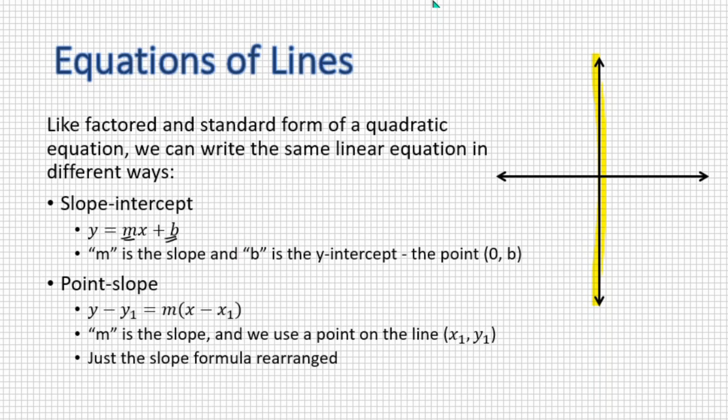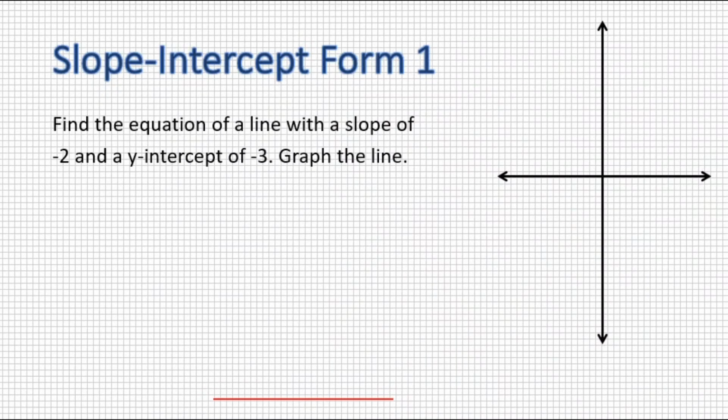Point slope is just a rearranging of the slope formula. So you have your x and your y, your unknowns, but you also have these x1 and y1, and that's just using a point. So slope-intercept uses a slope and the y-intercept, while point slope uses a slope and a point that is not necessarily the y-intercept. So what kind of questions are fair game when I'm asking you about equations of lines? I'll either ask you to find the equation or derive some information from an equation, and I might ask you to graph the line as well.